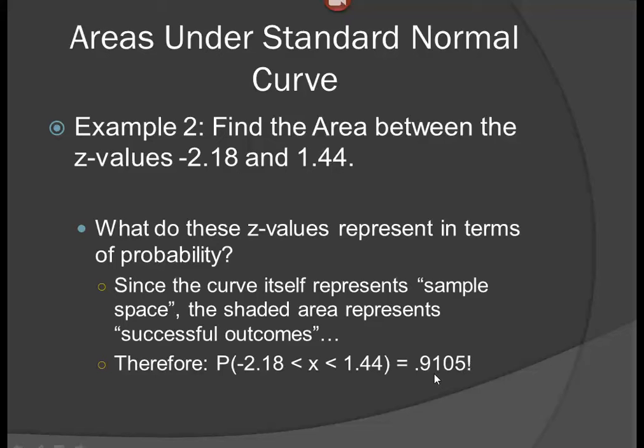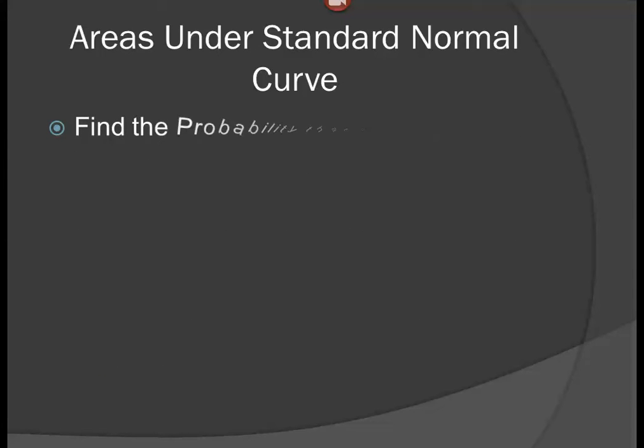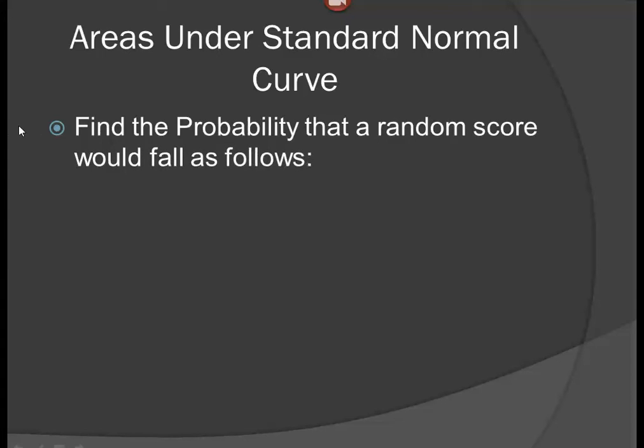91.05%, or 0.9105. So this is how we can think of this in terms of probability. We're thinking of it in terms of probability of picking a random value that will fall between these boundaries. So, putting this into probability notation, let's find the probability that a random score would fall as follows. The probability that a randomly picked z-score would be less than 1.43. See if you can figure out what that would be in terms of your z-value.